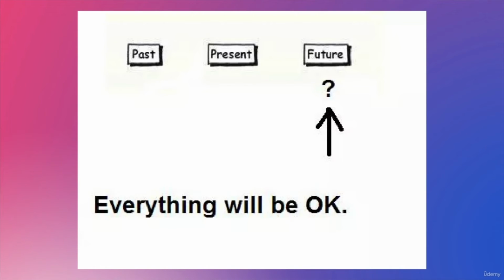In this image, we can see the past, present, and the future. We can say everything will be okay. This is because we're using the verb be.